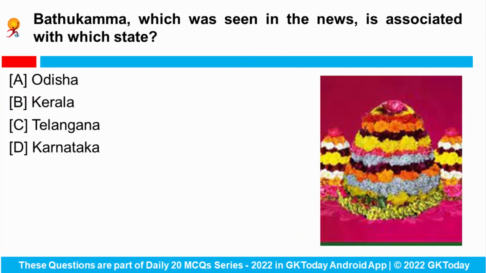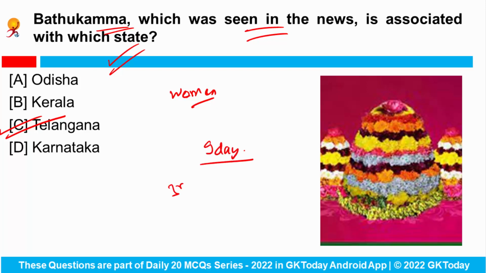Next is Bathukamma, which was seen in the news recently, is associated with which state? So Bathukamma is a type of official floral festival that is celebrated by women in the state of Telangana. It is celebrated to deepen our relationship with nature, and the main celebrations of this 9-day festival will be held on 3rd of October. During this annual festival, women and girls sing and dance around specially arranged flowers. So this is a type of flower festival, and it is from the state Telangana.